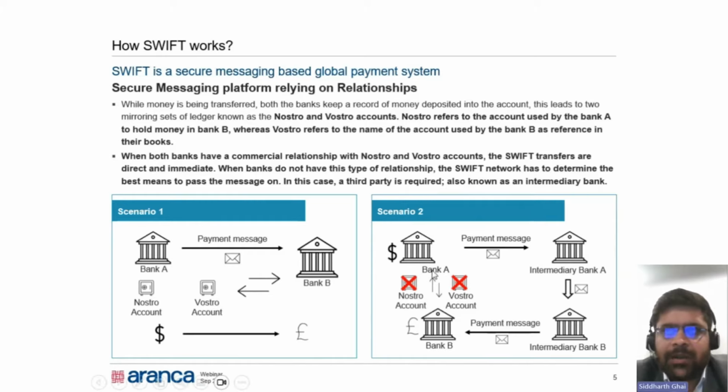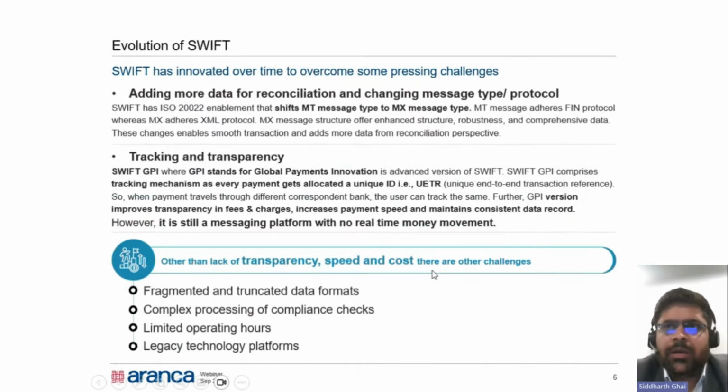So Swift has been in practice for quite some time now. It originated in 1973. So now there has been a lot of evolution in Swift. As mentioned, Swift is a messaging platform, right? So there has been more data added to the data structure to give it more clarity and to make the system more robust. Over time, more data has been added to the data structure. Data reconciliation has been added to reconcile the transaction properly.